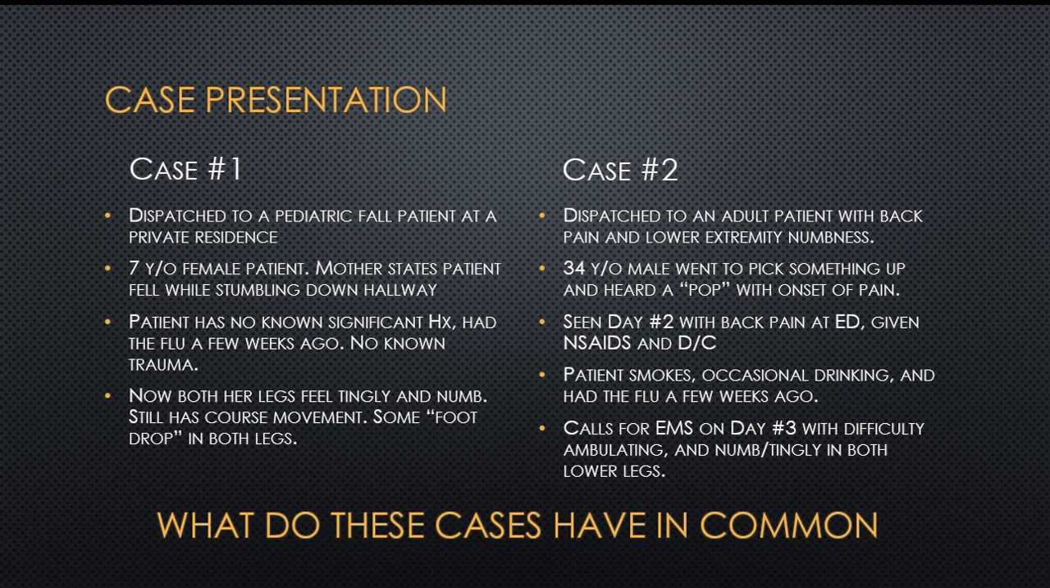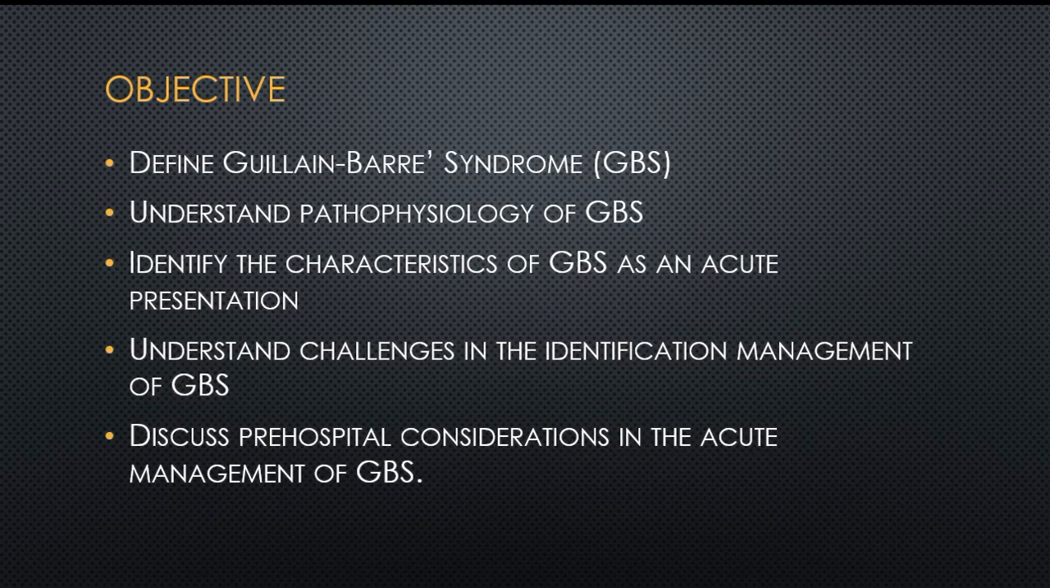So the question is, what do these patients have in common? Well, if you paid attention to the beginning slide, you might have what we call a clue that this is not your normal back pain and fall pain, but rather something that both these patients have called Guillain-Barré syndrome. So, what we're going to do is talk a little bit about the pathophysiology of it. We're going to talk about the definition of it. We're going to talk about GBS as an acute presentation, the challenges of identifying it, and discuss pre-hospital considerations.